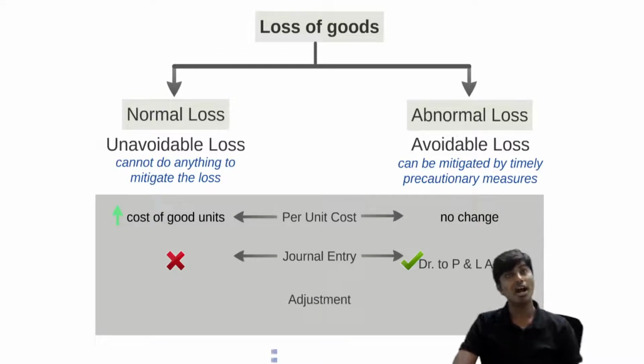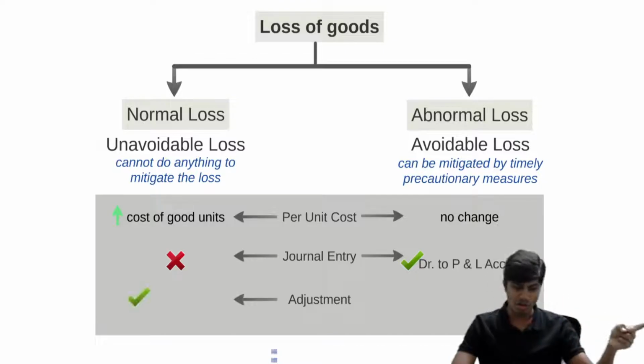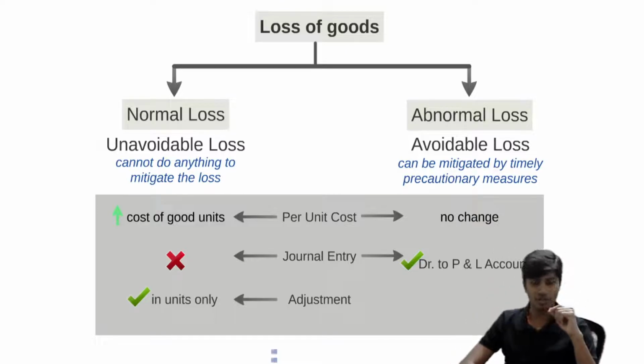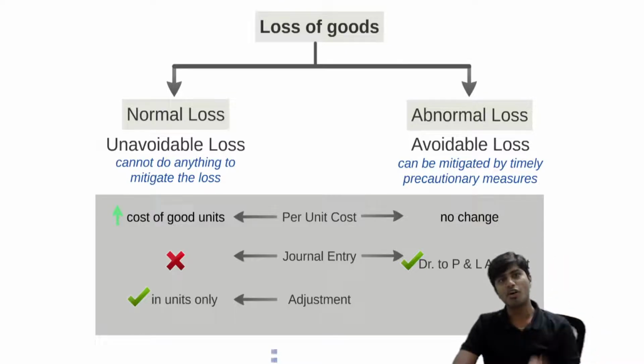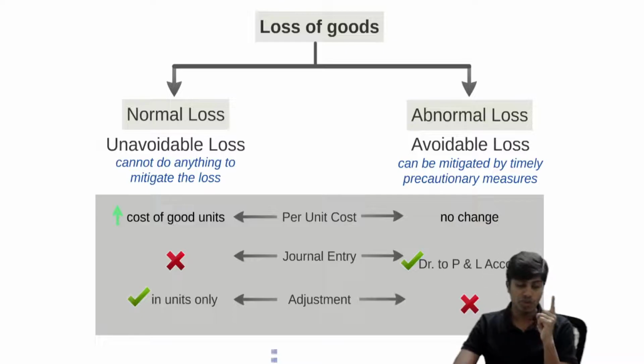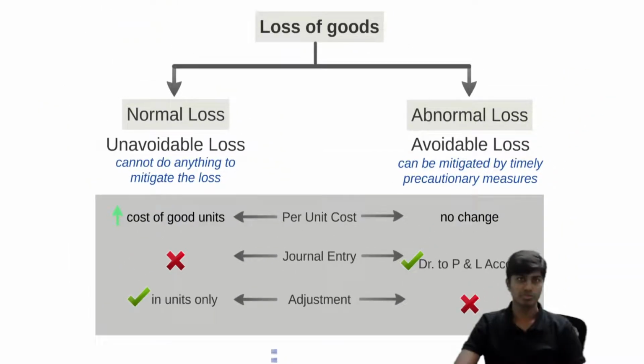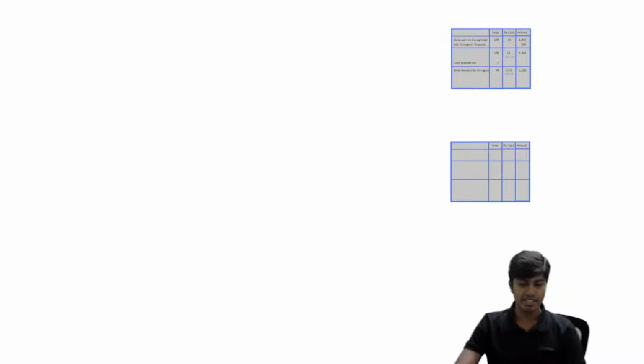Then we have the third one, adjustment entry. We are going to do adjustment for normal loss, but we are going to adjust it only in the units column. Only the number of units will reduce, total value won't reduce. However, when we talk about abnormal loss, there is going to be a decrease in the number of units and also a decrease in total value. We are not going to adjust only in units, but we are going to write a journal entry. You get it? Let's take an example.